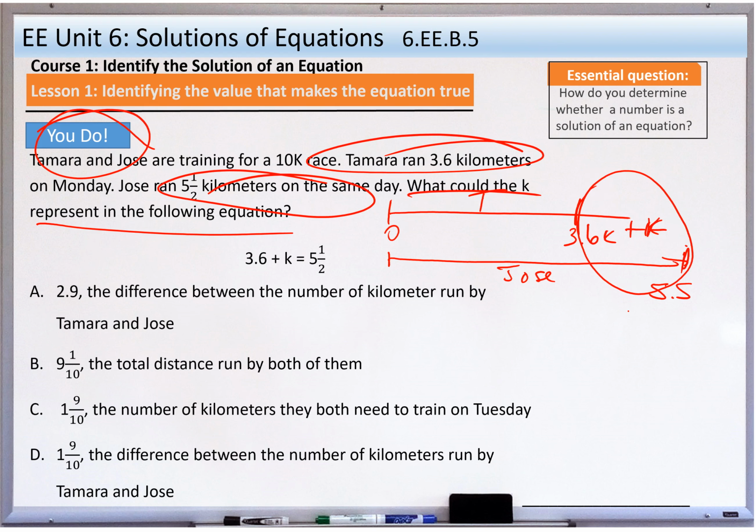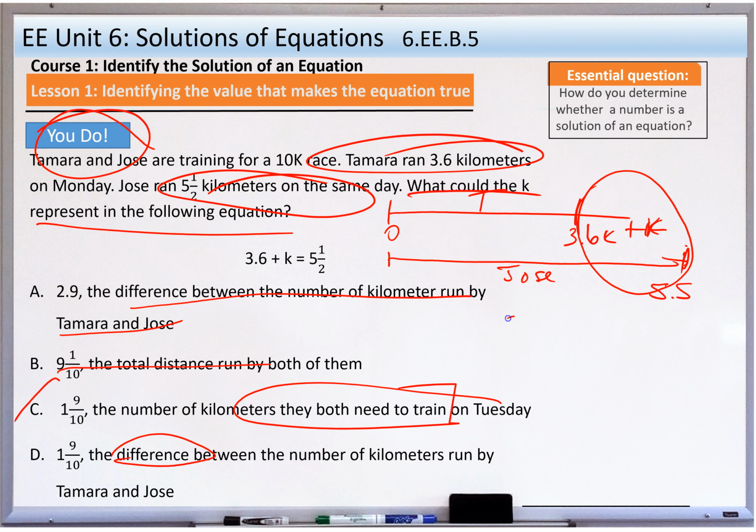And what is that? I agree with A, that's the difference between the number of kilometers run by Tamara and Jose. So I agree with these two. I don't believe it's a total, because if it was a total, then it would have been written differently. And I have no idea what their training schedule is, so I don't believe C is correct. So let's go ahead and see which one of these makes it true.